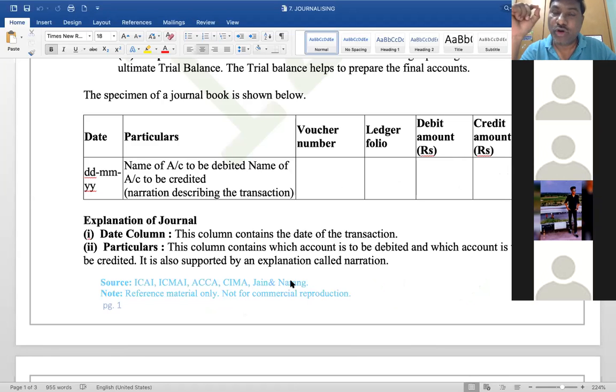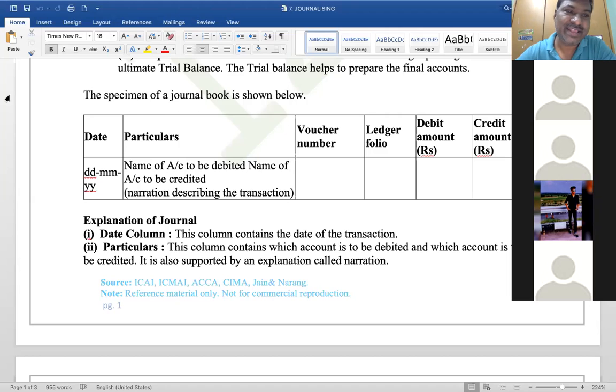Date column, particulars column, voucher number. In practice it is used, but generally in academic purpose, this is exempted. So you remember five important columns: date, particulars, LF column, debit and credit. Date, particulars, LF ledger folio, debit and credit. Once again, date, particulars, ledger folio, debit amount, credit amount.